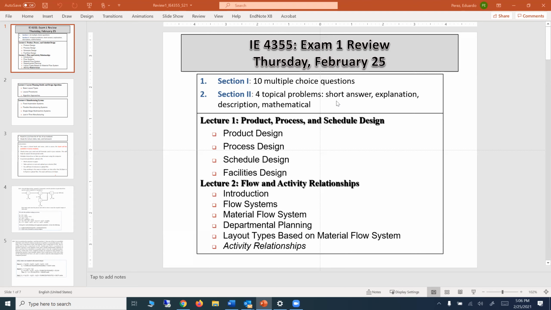Good, so the other question I have here is, will the slides be on Canvas? So the exam is closed book, closed notes. So I will disable the modules during the exam, so you will not have access to the slides or to the assignments or anything like that. So the only module that you will see the day of the exam is the exam module.